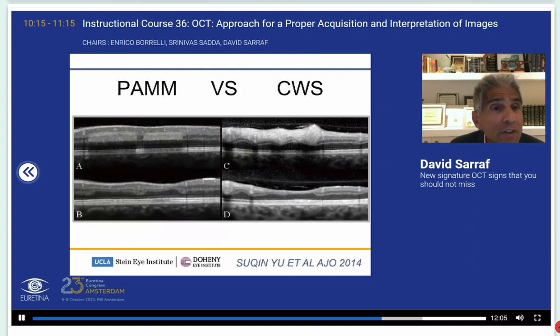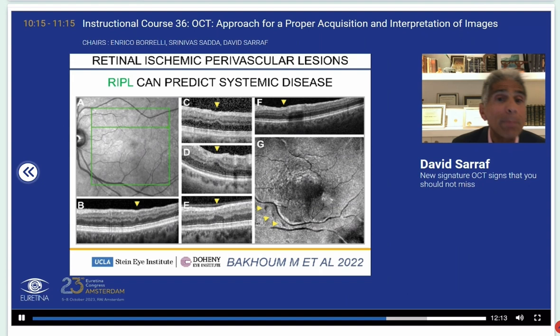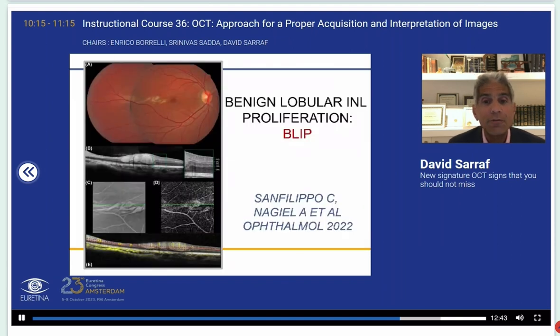And PAM lesions, as Rosa mentioned, can have a legacy of thinning. We used to call these old PAM lesions, but now these lesions have been called ripples, or retinal inner perivascular ischemic lesions. These are essentially old PAM lesions, but they also can be an occult marker of systemic disease, specifically cardiac disease and atrial fibrillation. So when you see ripples or old PAM lesions, and there's not a local vascular occlusive cause, think about systemic causes such as diabetes, hypertension, and even atrial fibrillation.